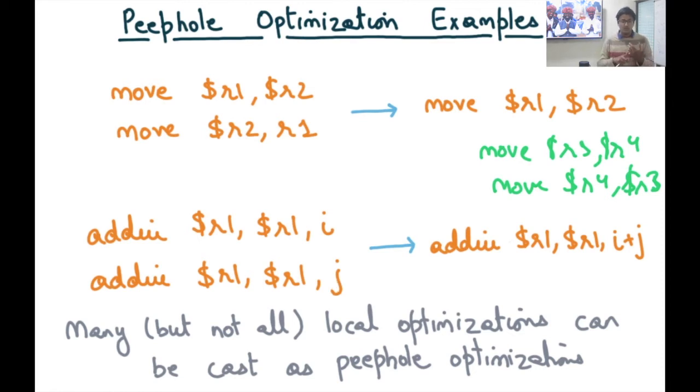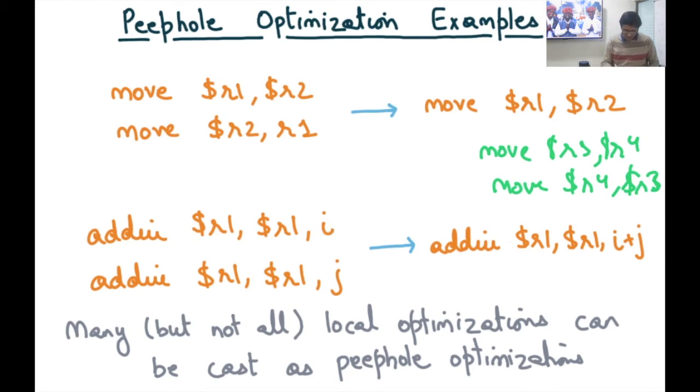Now R1, I and J, these are just placeholders in this pattern, and these can match any register or any constant. For example, I can match some constant and J can match some other constant. I'm not really specifying what constant it is. And I can replace it with a replacement which says ADDIU $R1, I plus J, where I plus J is also an immediate value, a constant value that can be found by summing up the constants I and J with which they were pattern matched.